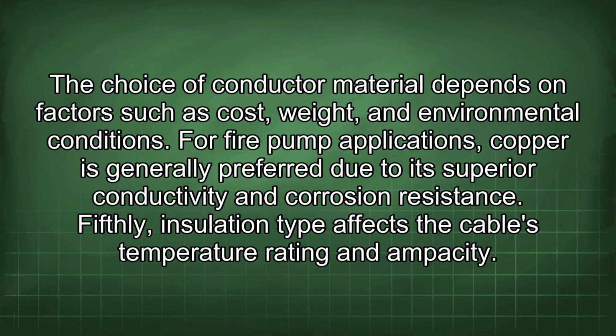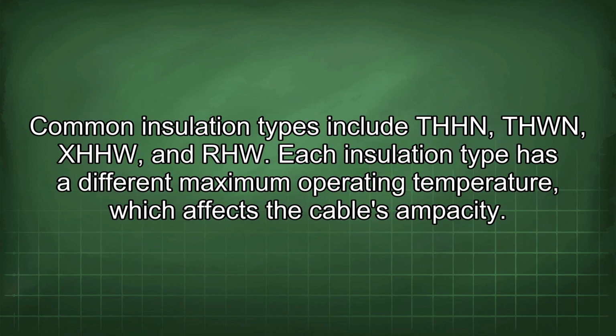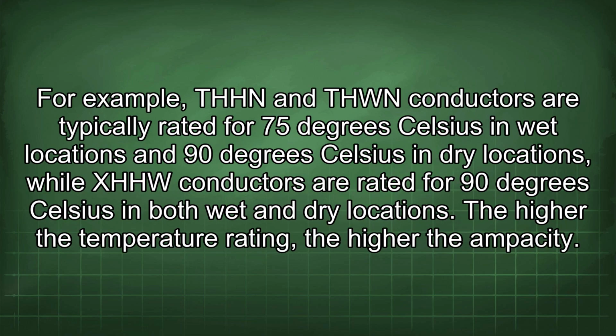Fifthly, insulation type affects the cable's temperature rating and ampacity. Common insulation types include THHN, THWN, XHHW, and RHW. Each insulation type has a different maximum operating temperature, which affects the cable's ampacity. For example, THHN and THWN conductors are typically rated for 75 degrees Celsius in wet locations and 90 degrees Celsius in dry locations, while XHHW conductors are rated for 90 degrees Celsius in both wet and dry locations. The higher the temperature rating, the higher the ampacity.